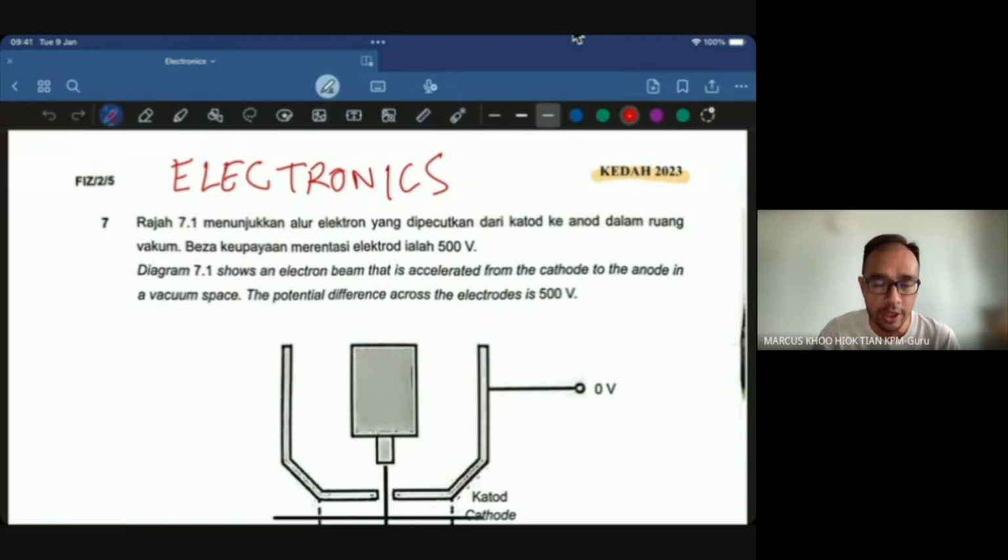We have a lot of questions to do today, and not many of them are repetitive, so we kind of have to go through all of this. All right, let's begin with the Kedah question.